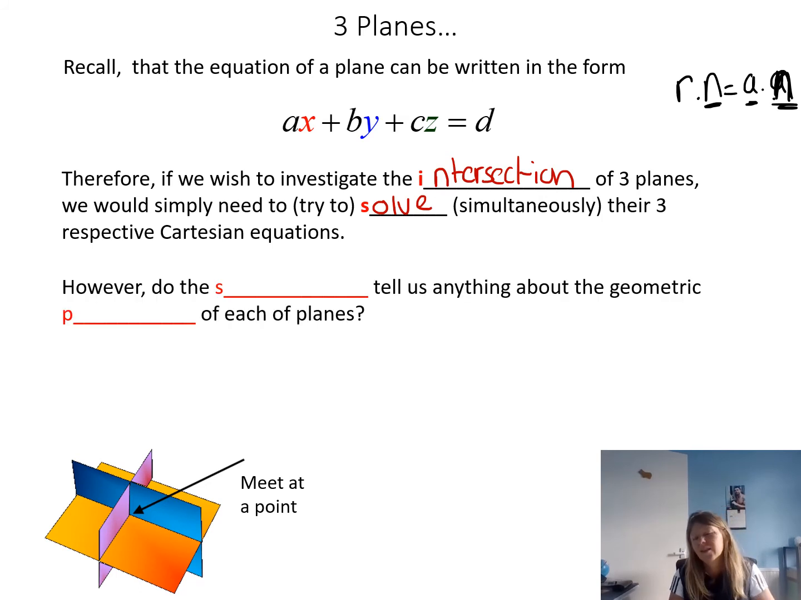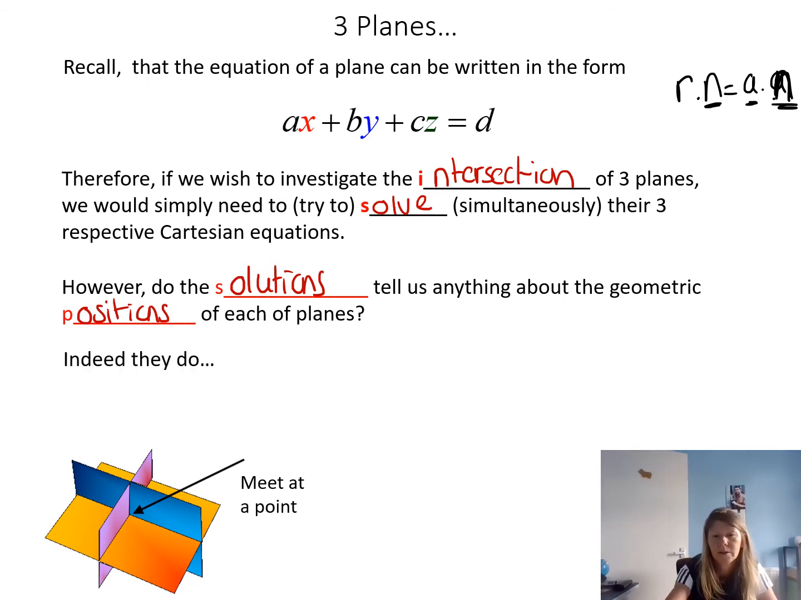Let's read that again because that was rubbish. Therefore, if we wish to investigate the intersection of three planes, we would simply need to solve their three respective Cartesian equations. However, do the solutions tell us anything about the geometric positions of each plane? Indeed they do. Gosh, I bet we're gripped on that one.